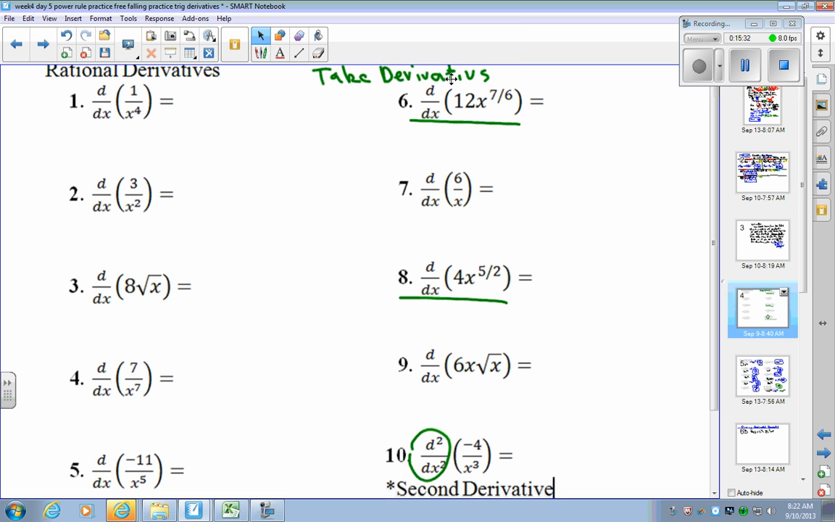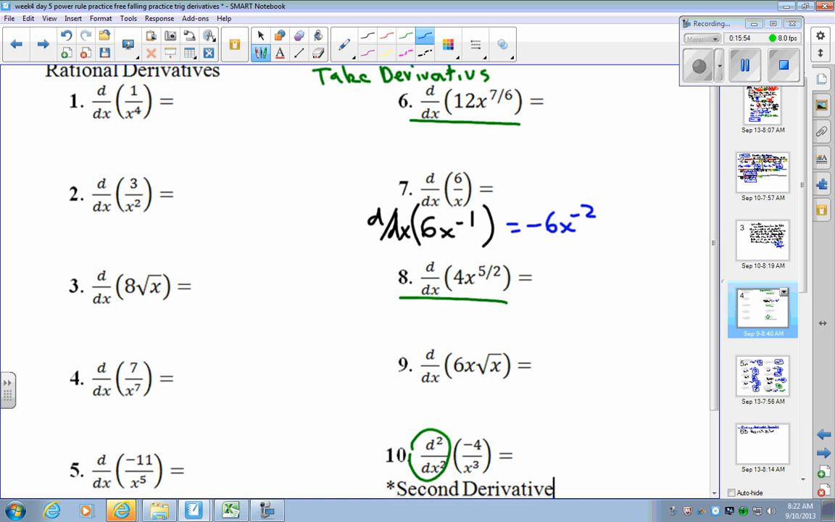Meaning something like on 7, you should think of this as 6x to the negative 1, and I want you to take that derivative. Okay? Because now it's in the toy train. There's no more quotient. And you can say this derivative is negative 6x to the negative 2, which I would then have you say is negative 6 over x squared. Box it in. Okay? So take as much time as you need.